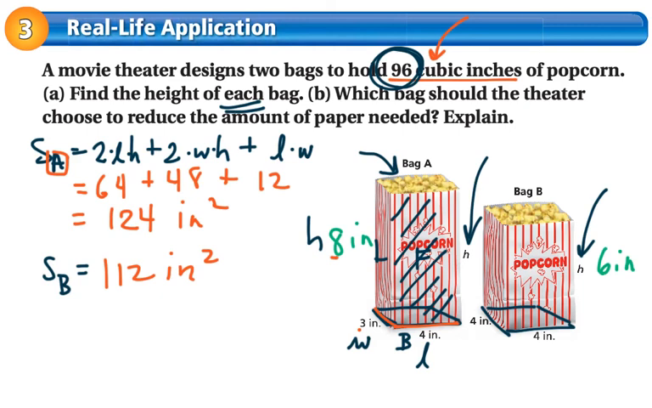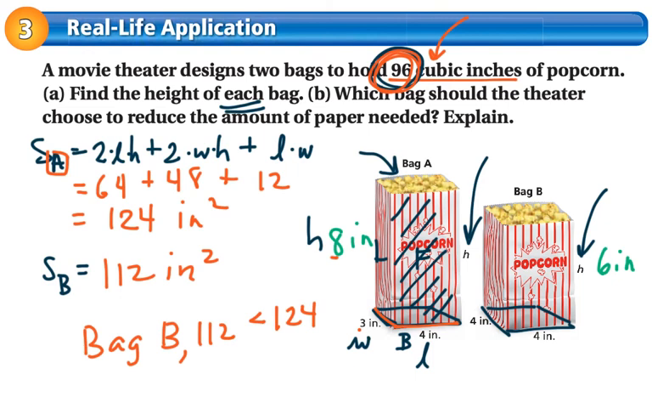But again, right now, what have we done? We've explored some surface area based on some things we knew about volume. When the question says, which bag should the theater choose to reduce the amount of paper needed? Obviously here that should be bag B, because 112 square inches is less than 124. So while both bags can hold 96 cubic inches of popcorn, meaning both bags actually have the same amount of popcorn in them, bag B would save the company some paper, which means that it would be cheaper for them to produce the bags.